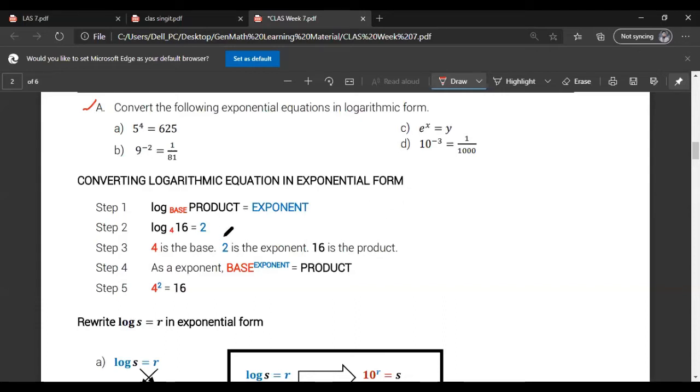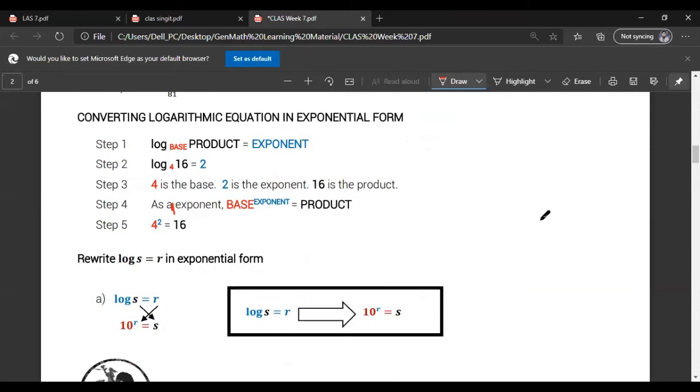So, anyway, we have the logarithm of the product to the base is equal to the exponent. Earlier, if we have logarithm of 16 with the base 4 is equal to 2, 4 is the base, 2 is the exponent, and 16 is the product. As an exponent, the base raised to the exponent is equal to the product. So 4 raised to 2 is equal to 16.